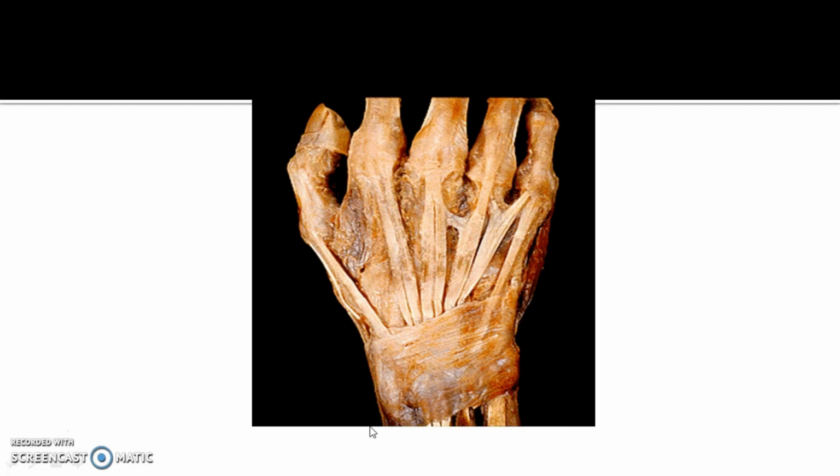Lateral aspect it is taking origin from radius part, and medial aspect it is getting inserted into the lower part of ulna, that is styloid process, along with carpal bones, that is triquetral and pisiform bone. It is giving attachment in the medial aspect. So below this you can make out these tendons. So this is tendon of extensor digiti minimi along with extensor carpi ulnaris.